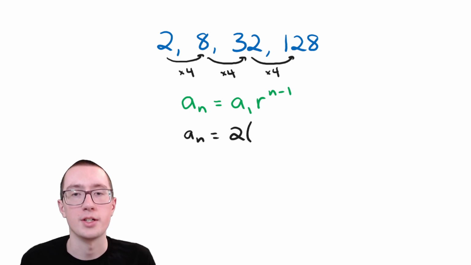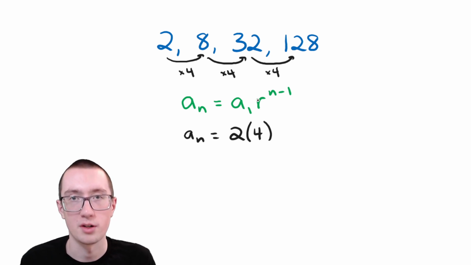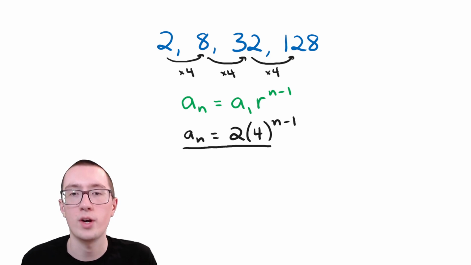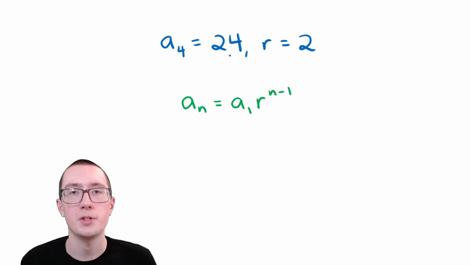Now we're going to put r in parentheses, because if we didn't put it in parentheses, then this would say 24. And it's not 24. And then the n minus 1 is going to stay the same. So there you go. This is our final equation of our geometric sequence. So here's another example.